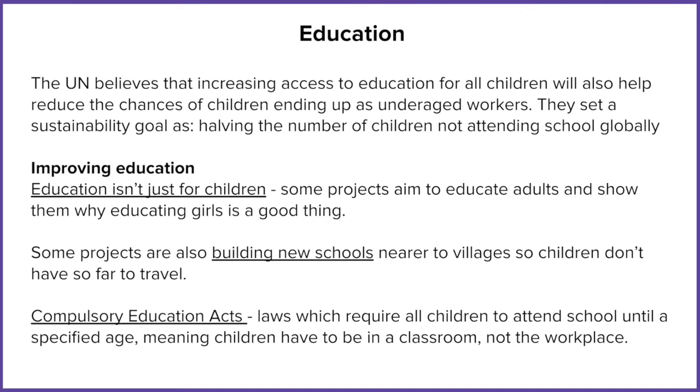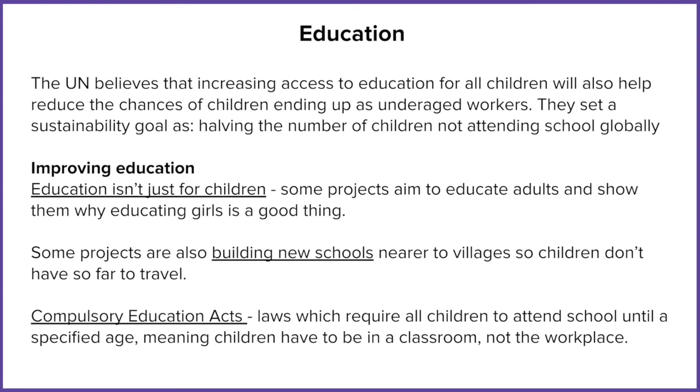But the UN does believe that education is probably the biggest factor to reduce the amount of child labour that's taking place around the world. So if we get children into education, it means that they're not working. It means that they can also then improve their life chances in the future as well. So they set some sustainability goals, and some of those included education. So they wanted to halve the number of children not attending school globally.